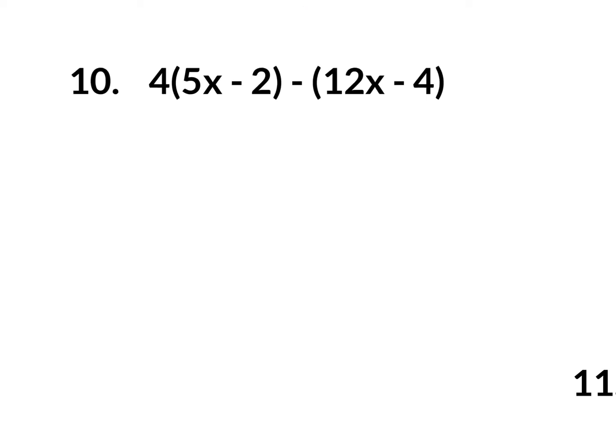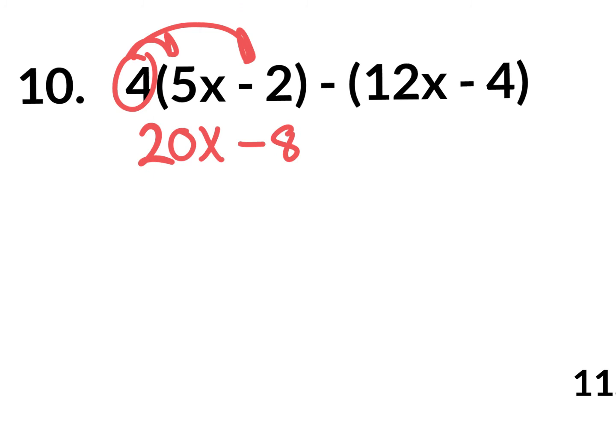Let's move on. Double distributive property, you gotta love it, right? Let's distribute 4 times 5x, that is 20x. 4 times -2, that is -8. Let's actually make this a little bigger, why not? Okay, and then we're gonna distribute over here.